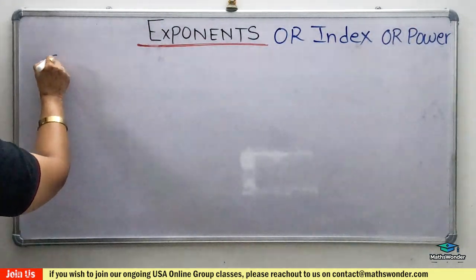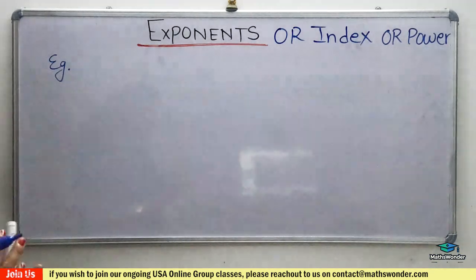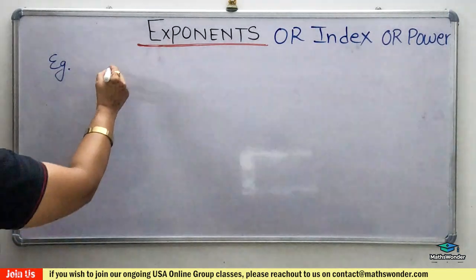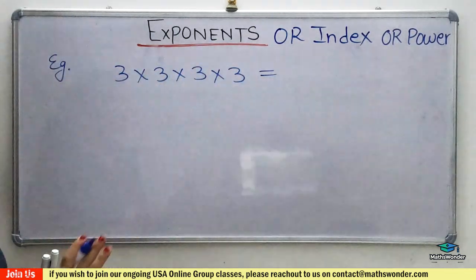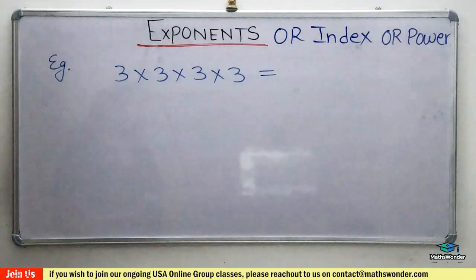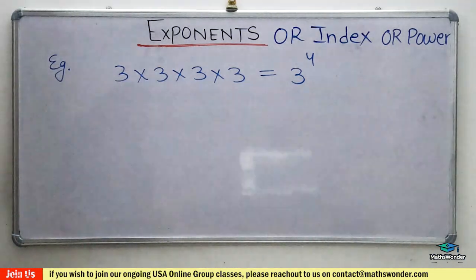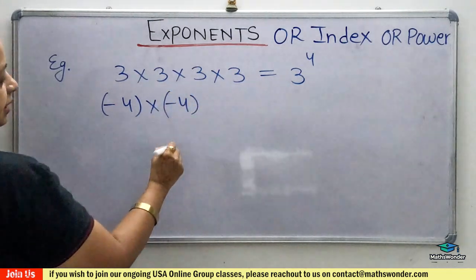Now come to the examples. Exponents are used in natural numbers, whole numbers, decimals, rational numbers, everywhere. Once the grade changes, the exponent's difficulty level also changes. In the present grade, you will use only natural numbers. So 3 written 4 times, you will write 3 raised to the power 4, right? Same thing, we'll do it in integers also.